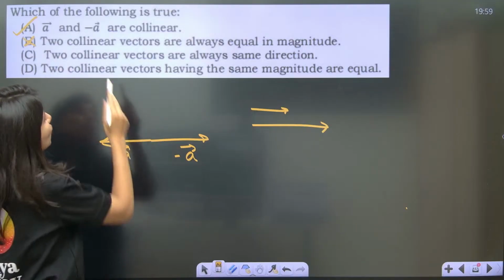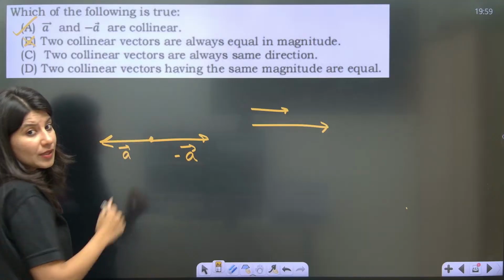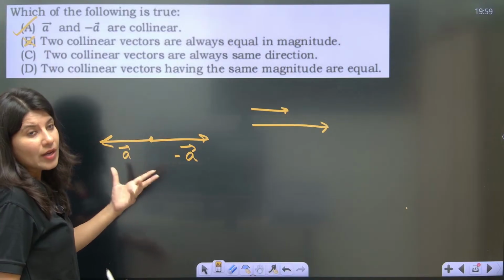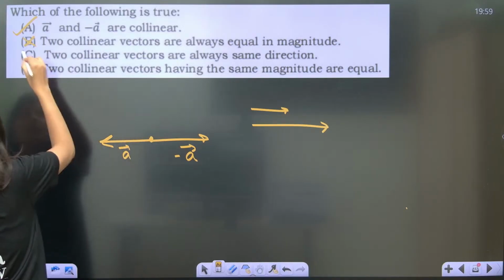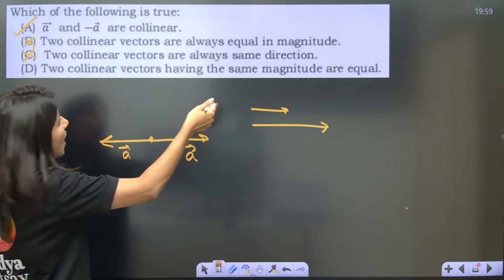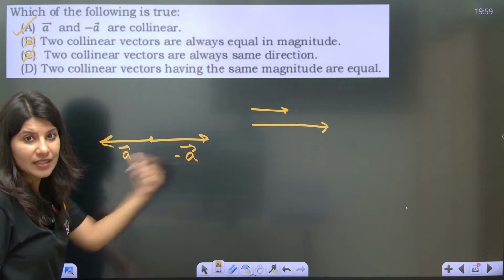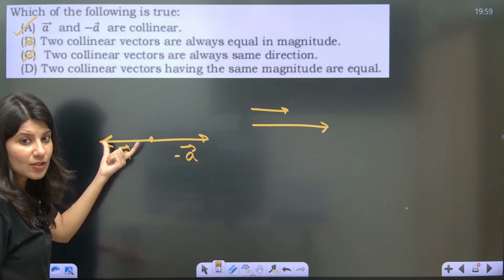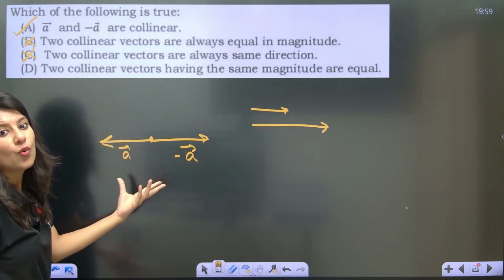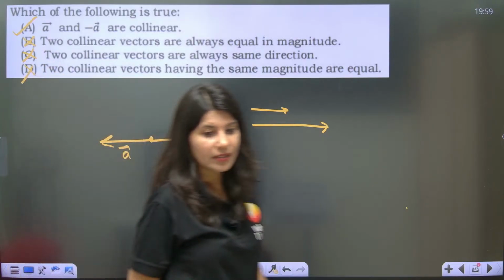Option B wrong. Two collinear vectors are always in the same direction. No, just like this. I told you this is collinear. Are they having the same direction? No, they can have the same or exactly opposite direction. Two collinear vectors having the same magnitude are equal. Again, no. These two are collinear. Yes, the magnitude is also the same. This is also A, this is also A. Length is the same, right? But are they equal? No. One is A, another is minus A. So this is also wrong. Only option A is correct. Okay.